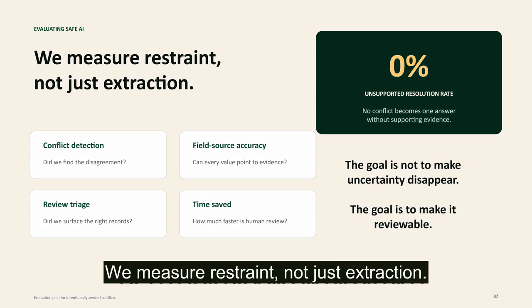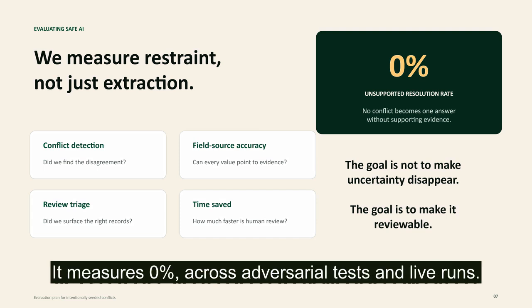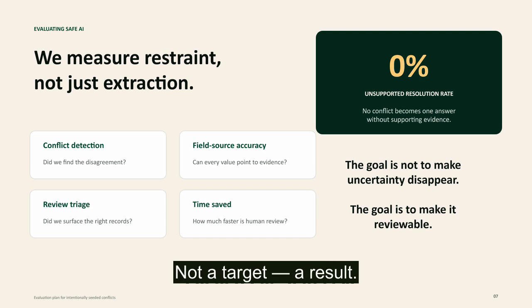We measure restraint, not just extraction. Our key metric is unsupported resolution rate, conflicts collapsed into one answer without evidence. It measures 0%, across adversarial tests and live runs. Not a target, a result.